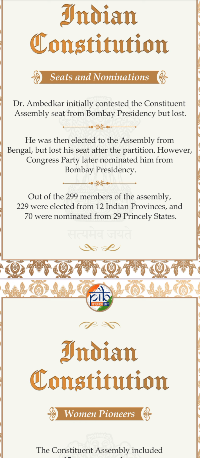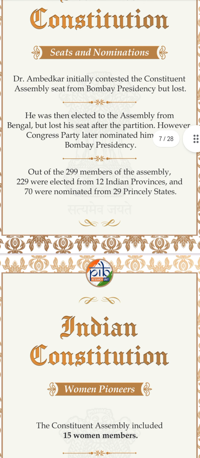Out of the 389 members of the assembly, 296 were elected from 12 Indian provinces and 70 were nominated from 29 princely states.